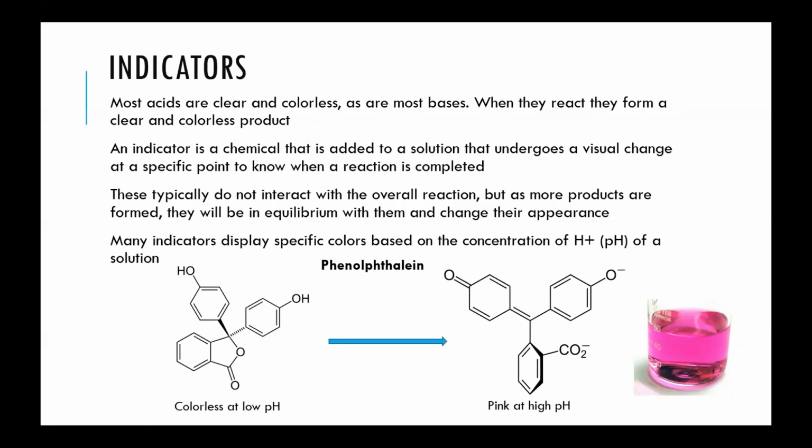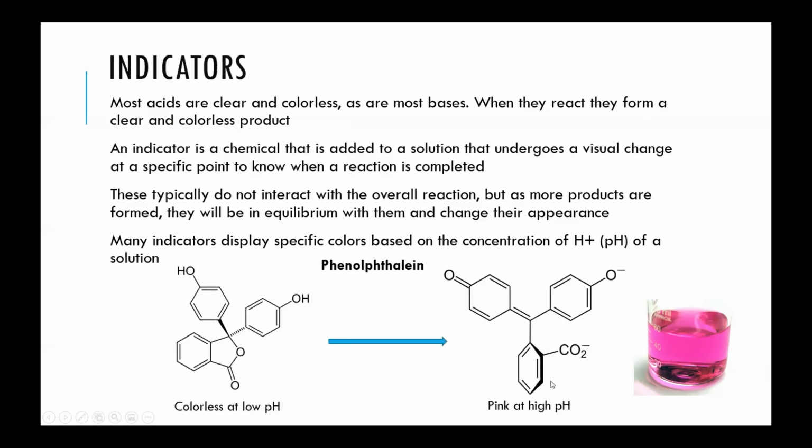Indicators themselves are chemicals that display different colors depending on the different conditions that they happen to be in. So they're different environments. There are many different indicators that change color based on the level of pH or the level of H+ that is present in the solution. The indicator that you're working with in this experiment is phenolphthalein, which at lower pH is colorless, and at higher pH, the chemical structure rearranges and becomes a pink or fuchsia colored solution.